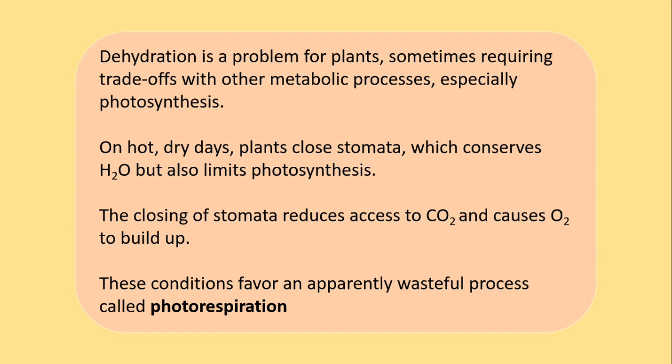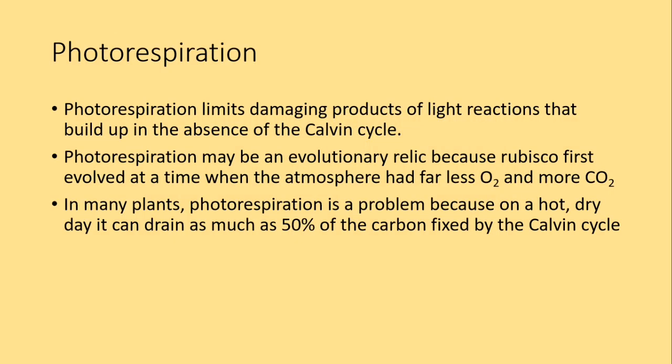On hot, dry days, plants close stomata, which conserves H2O but also limits photosynthesis. The closing of stomata reduces access to CO2 and causes O2 to build up. These conditions favor an apparently wasteful process called photorespiration. So what is photorespiration? Photorespiration limits damaging products of light reactions that build up in the absence of the Calvin cycle.